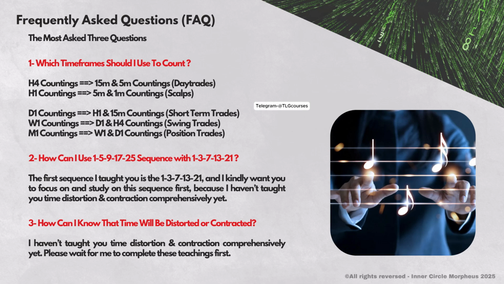Second question, how can I use 159-17-25 sequence with 137-13-21? The first sequence I taught you is 137-13-21, and please stick to this for now, because I've been teaching you the time expansion, not contraction or distortion. Third question, how can I know that time will be distorted or contracted? I haven't taught you about these phenomena yet, Neo. Please wait for me to complete the teachings.